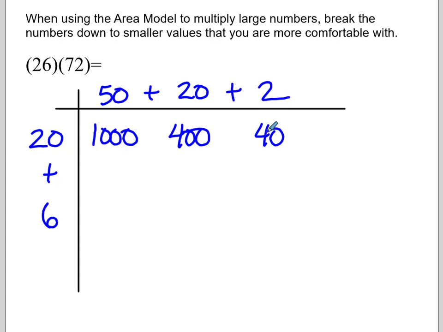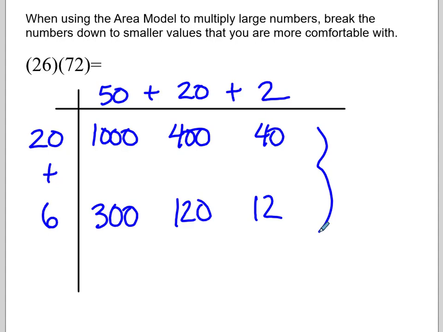6 times 50 is 300. 6 times 20, 120. And 6 times 2 is 12. Now if we add all of those up, and there's lots of different ways you could add across the bar or down these columns here. You could do that. There's lots of different ways to start adding these up.